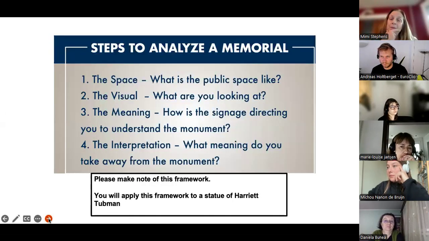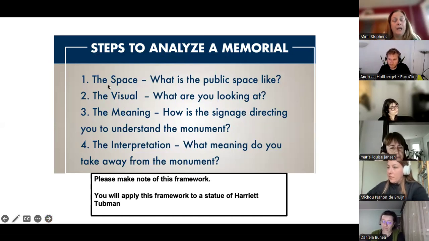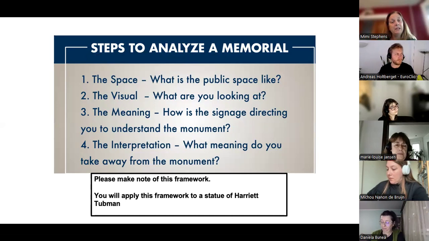The video that I am going to show you is her framework for how to actually analyze a memorial or a monument. She breaks it down into four pieces, and then we're going to look at some slides of a monument to Harriet Tubman. The first point is thinking about what the public space is like, the visual, just describing what you see. What are you looking at? Is it attractive? Is it meant to be attractive? Is it not attractive?